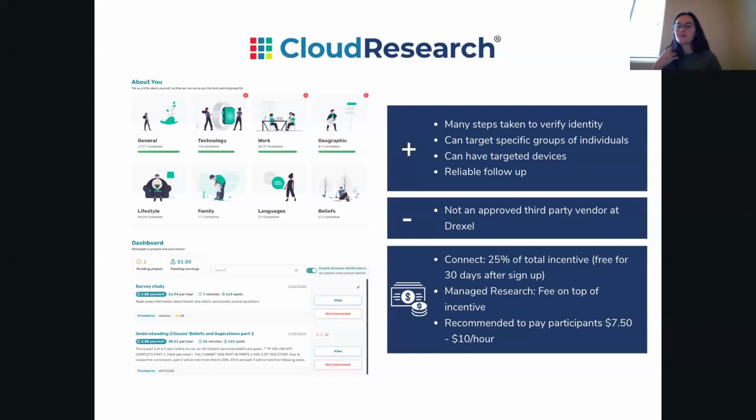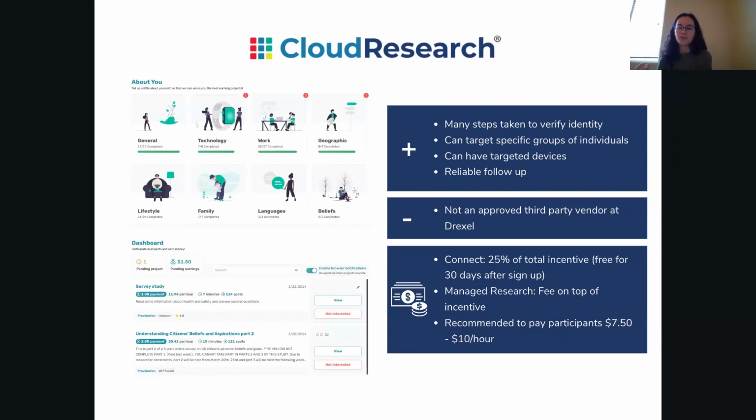And finally, there is really great reliable follow-up with this platform. You can see again on this screenshot on the very bottom left, this is an Understanding Citizens' Beliefs and Aspirations Part 2. This study in particular was a 3-part study that took place over 3 different weeks. Unfortunately, Cloud Research is not an approved third-party vendor here at Drexel, and so that is something that we hope does get approved and that we have more interest in within Drexel so that it does get approved, because we do love all that they offer and really want to work with them.